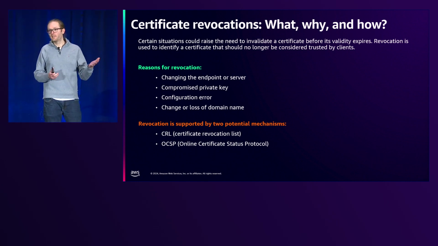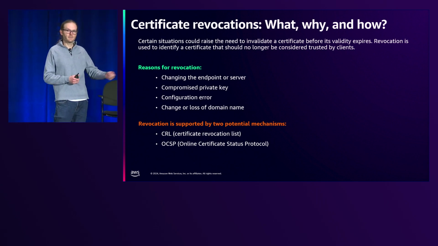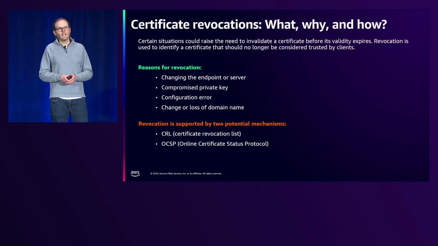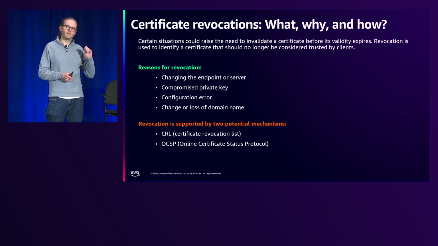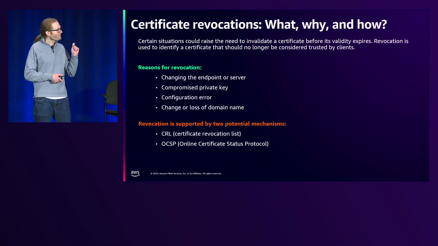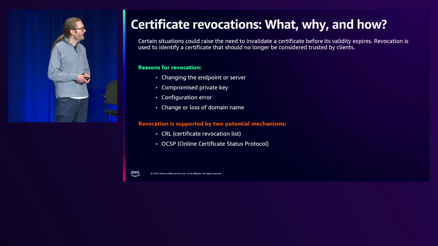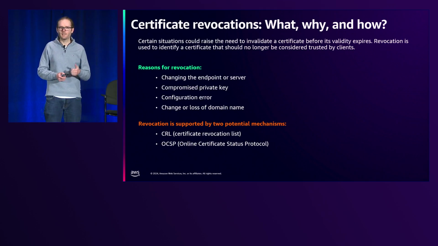What happens if in March that certificate's private key is exposed somehow? A developer accidentally puts it on GitHub or Pastebin or something. There may be other reasons why you would want to revoke a cert, but for whatever reason you have a certificate that you want to invalidate before it would naturally expire. That's when you would revoke that certificate.